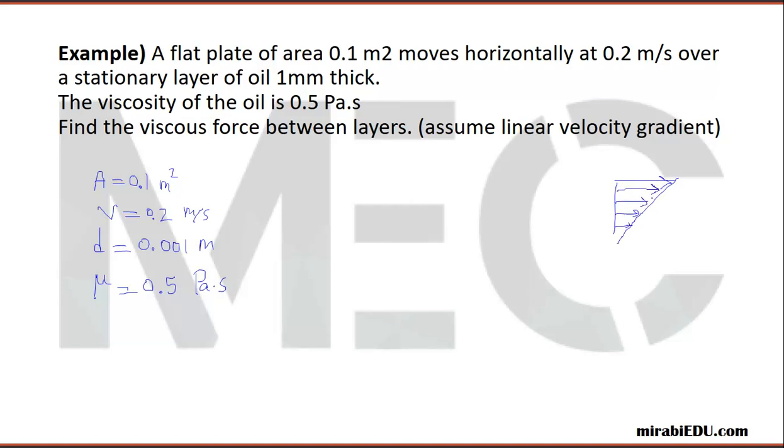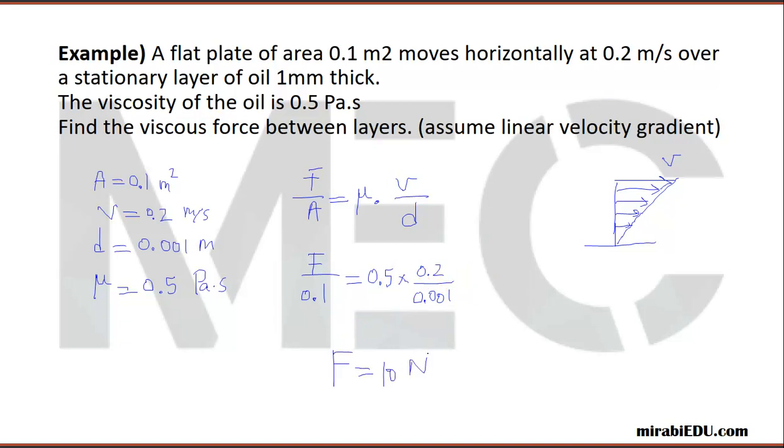The top plate is moving with velocity v. The bottom plate is stationary, just like the previous slides. Now we can write F over A, which is the shear stress, equals mu times the velocity gradient. So F is the unknown. Let me replace all the values we have. So half times v is 0.2 and d is 1,000th of a meter. So 1,000 must be multiplied by the numerator, and the denominator comes up to be 1,000. So 5 times 2 is 10. Therefore, the force is 10 Newton. Okay, a force of 10 Newton is needed in this case.